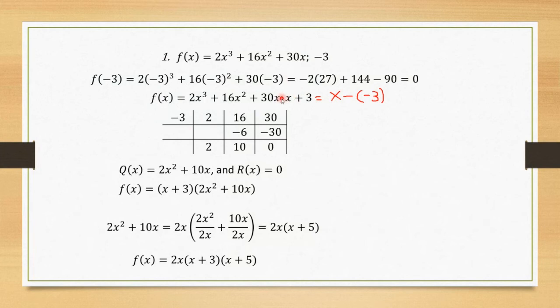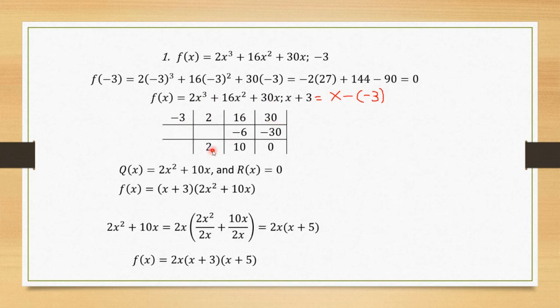Okay, let's do that. We have x plus 3. Well, that's x minus negative 3, right? So the minus 3 we put here. The coefficients next, 2. So let me say this. You can see that there's no missing powers of x between the leading term and the last term. Like there's no constant term in f, but that's okay. We have 2, 16, 30.